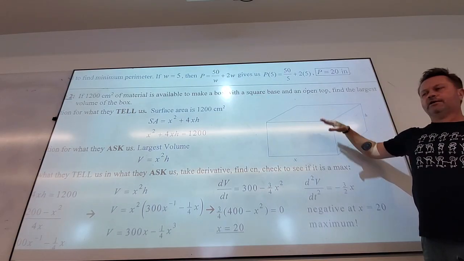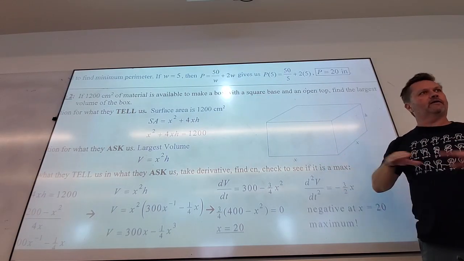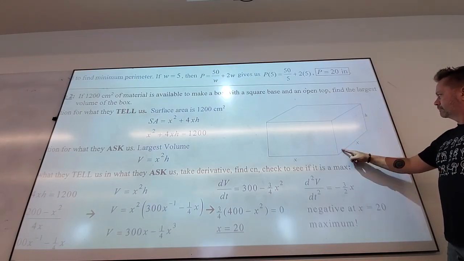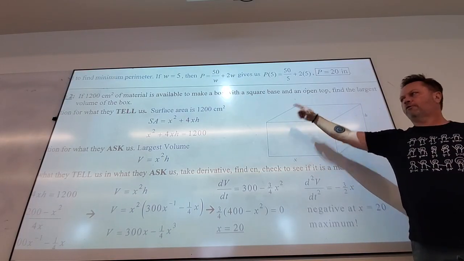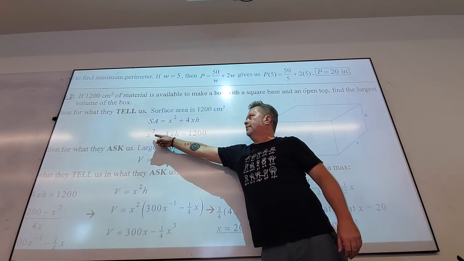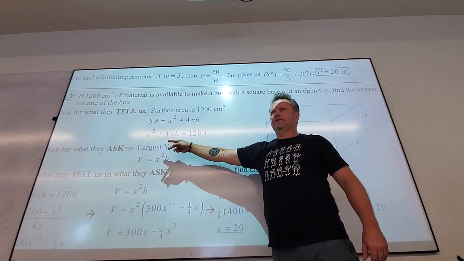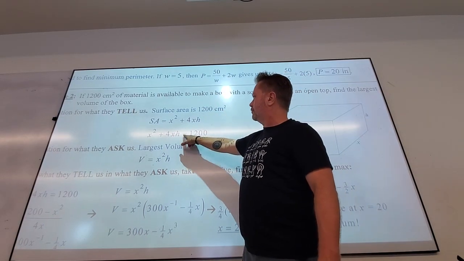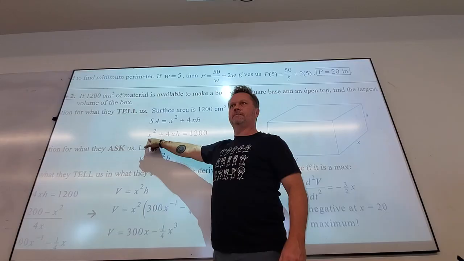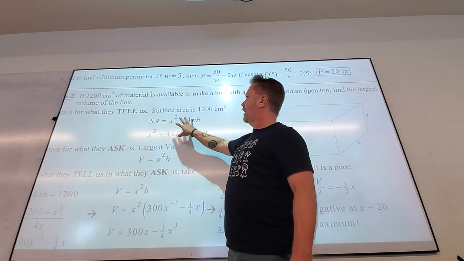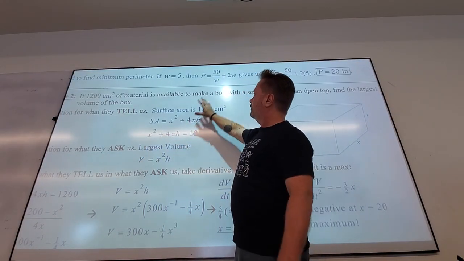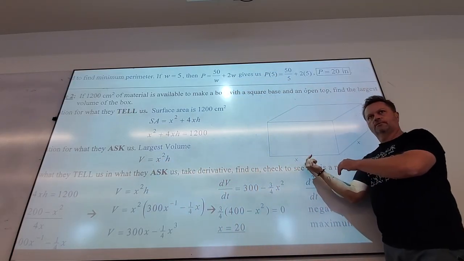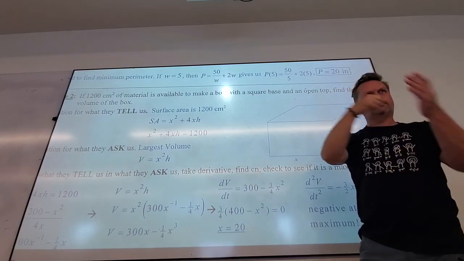So what do I have to construct? The bottom, and that's an area of x squared. And then every side has an area of what? xh. And there's 4 of them. There you go, 4 sides and a bottom. I take my 1,200 square centimeters of material and I construct 4 sides and a bottom. That's what they tell us. They ask us for the largest volume we can construct, and the volume for this is easy. Length, width, height, the 3 dimensions, multiply them together.